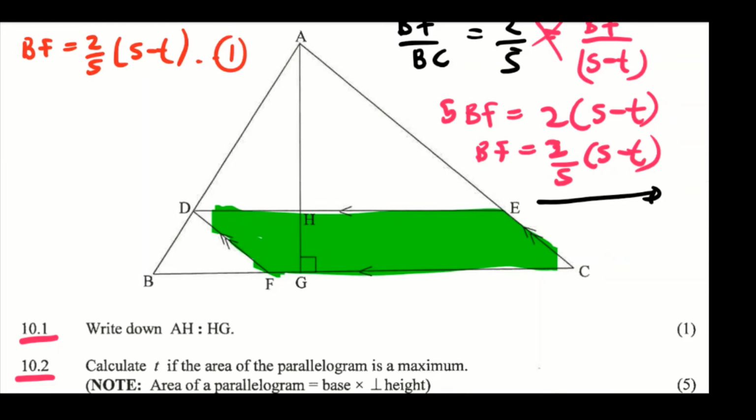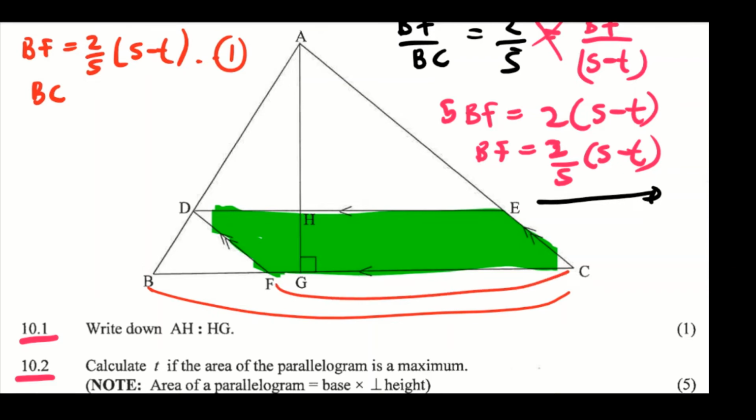So now we are going to say BC, which is the longest side, because we are mostly interested in this other small side of the parallelogram, FC. We're mostly interested in that. But you know that BC is equal to the combination of BF plus FC.